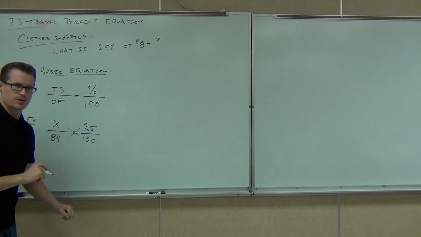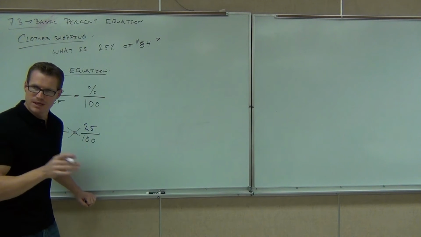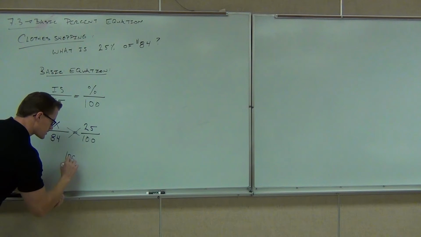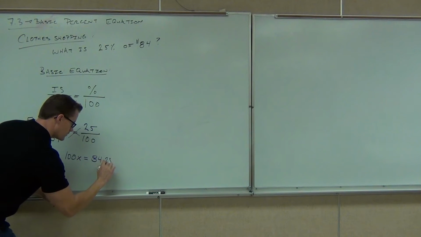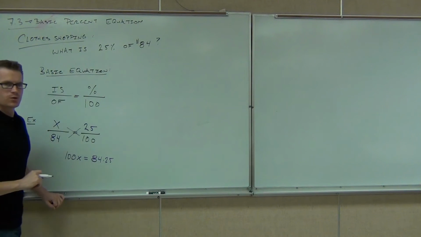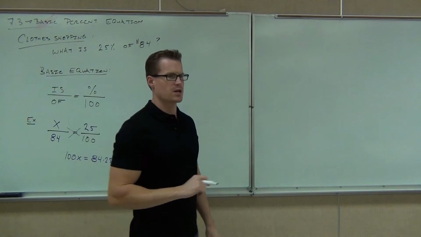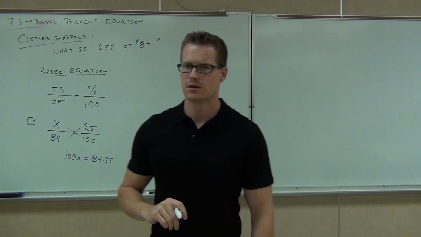Remember that you've got a calculator now, right? So these big numbers shouldn't really intimidate you. We have 100x equals 84 times 25. How much is 84 times 25 on your calculator? 2100.